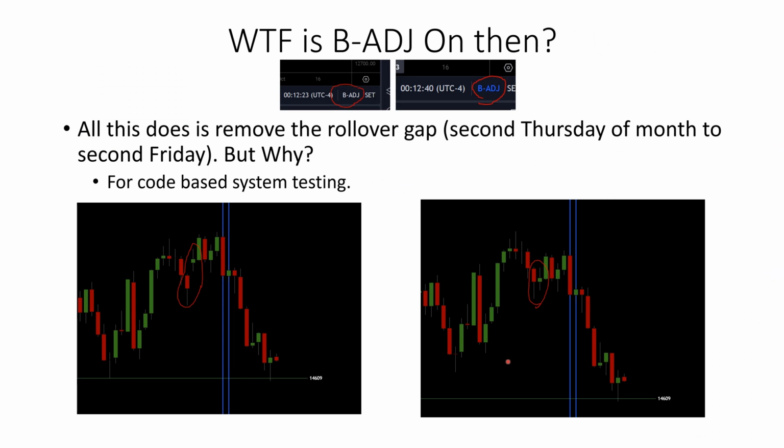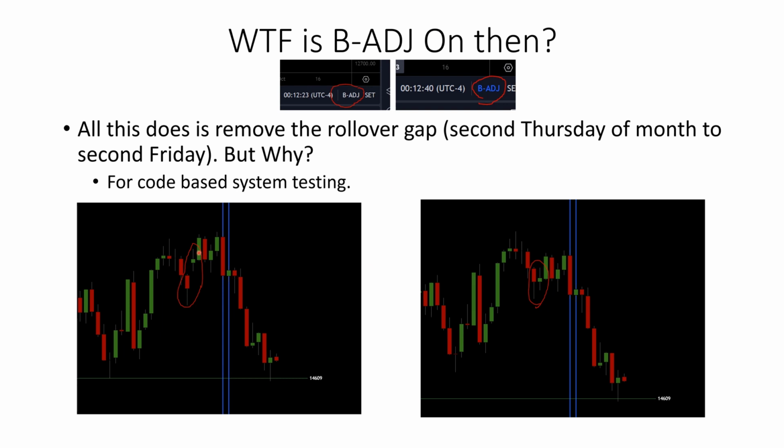And what is B-adjust on then? All right, so B-adjust on, all this does is remove the rollover gap. So when that third Friday of the month comes for that quarterly contract end date, the Friday prior to that, the prior Thursday and Friday, going from the second Thursday to the second Friday, is your rollover. You're going to have a gap there.